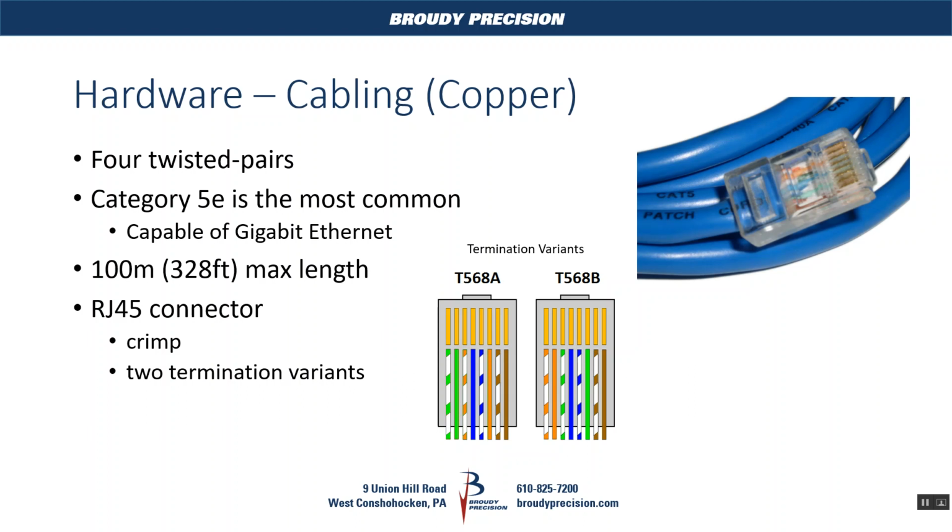And on each end of the cable, you will have a RJ45 connector, which is a crimp style connector, and it uses 2 different termination variants. So all that matters with these variants is that each end of a single cable is wired with the same variant. Doesn't matter which one you use, as long as every time you make a cable, that individual cable is using the same variant on each end.